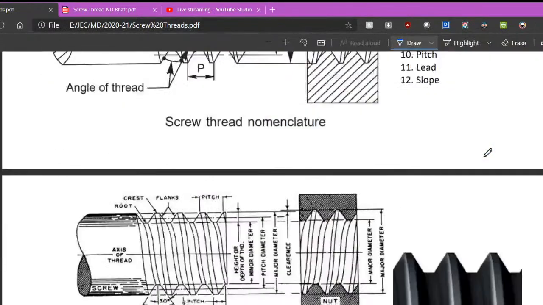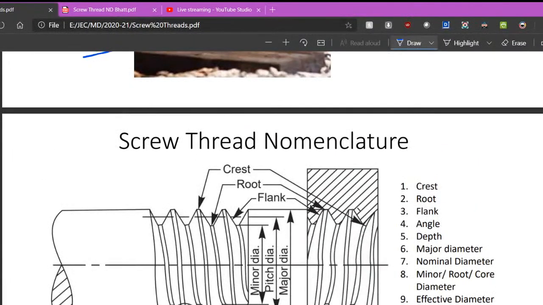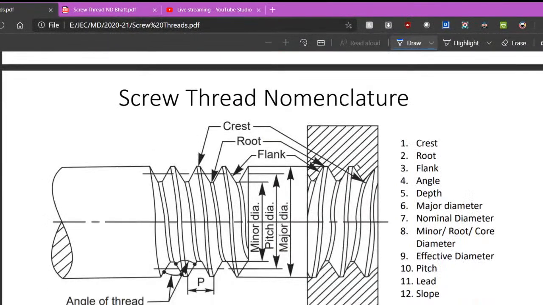So I hope there is no doubt. Let's move to the form of the screw thread and nomenclature. In nomenclature, what are the various names of the parts in the screw threads? This one, you see from here to here, that is called the bar diameter of the rod. So in general sense, we call it the nominal diameter.